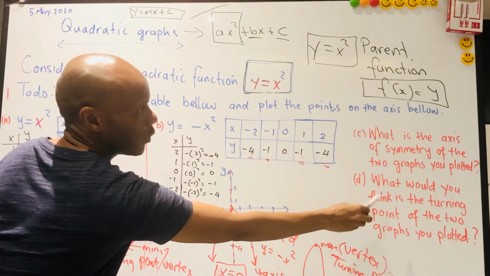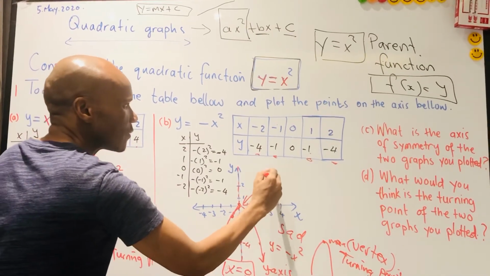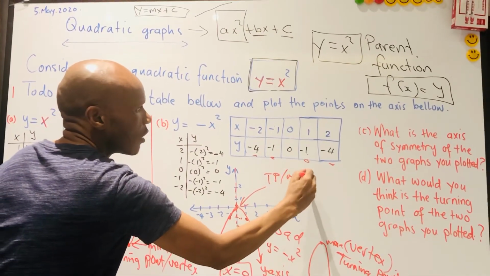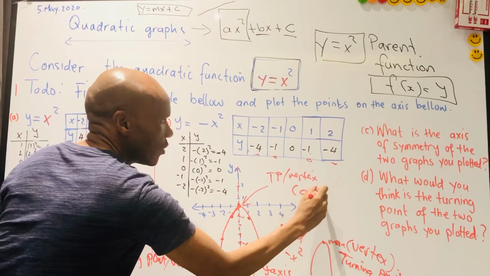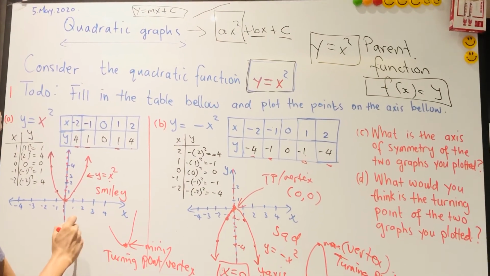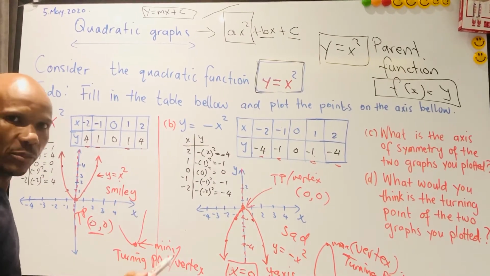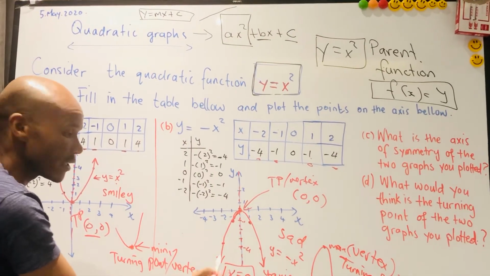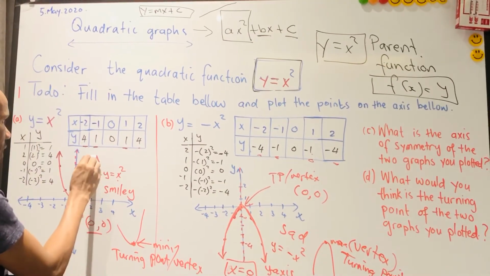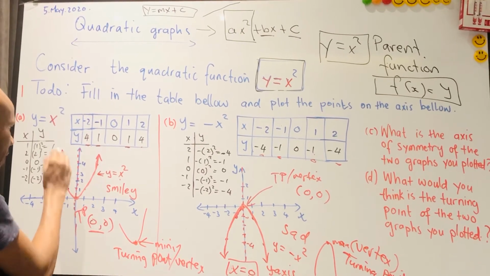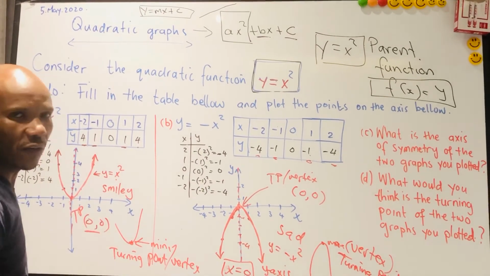And then the second one is, what would you think the turning point is? So here, the turning point, I'll say TP or vertex. What is that point there? 0, 0. And what is that point as well? 0, 0. So that means our turning point is 0, 0. Turning point or vertex, that's where the graph turns. So it's going up, it's going up, it's going up, and it turns. So that is called the turning point. It's going down, it's going down, it's going down, and it turns, it goes up again. That's the turning point. And the axis of symmetry, that's the line that divides the graph into two parts.